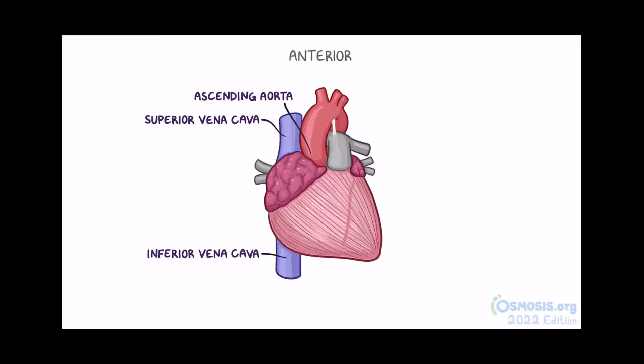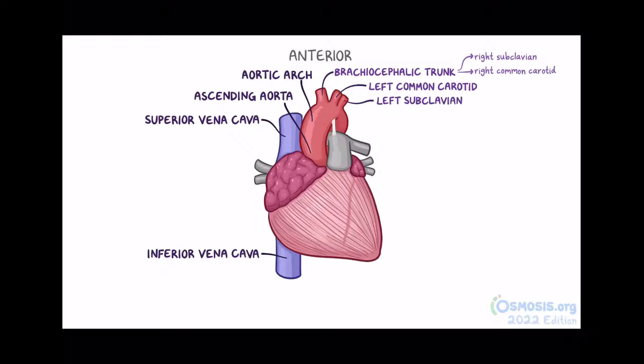Then there's the ascending aorta, which emerges from the left ventricle and then arches toward the back to form the aortic arch. The branches of the aortic arch can also be seen, and from right to left, they are the brachiocephalic trunk, which branches into the right subclavian artery and right common carotid artery, the left common carotid, and the left subclavian artery. Finally, medial to the left auricle, there's the pulmonary trunk, which emerges from the right ventricle and branches into the left and right pulmonary arteries, with the right pulmonary artery going under the aortic arch.